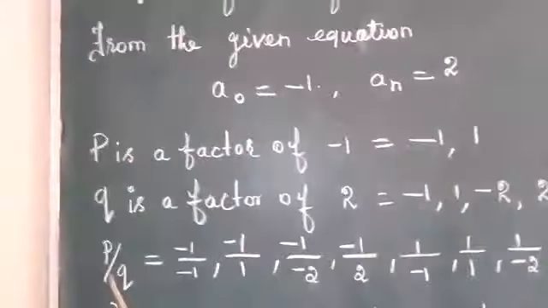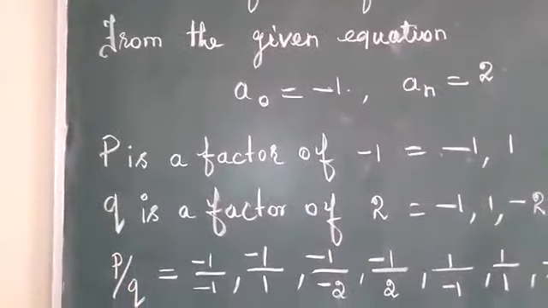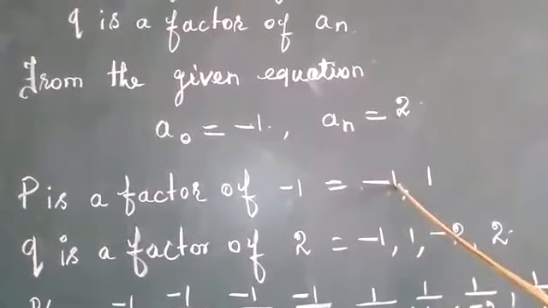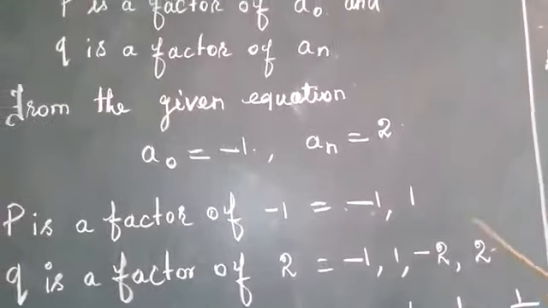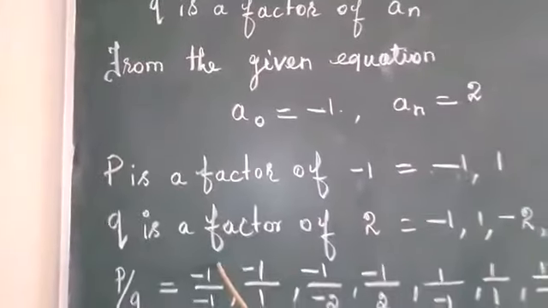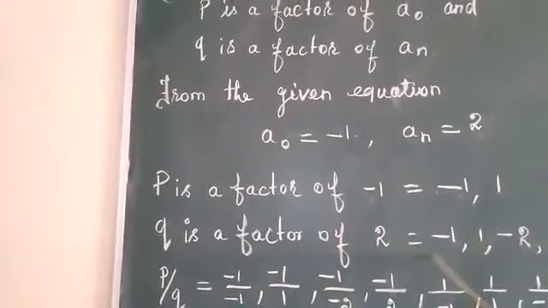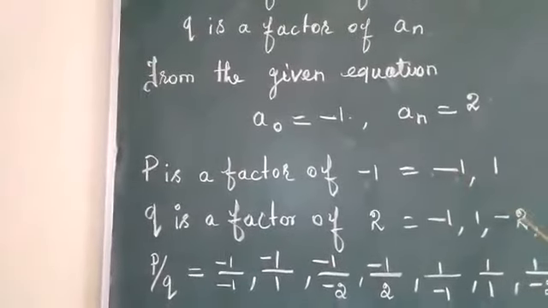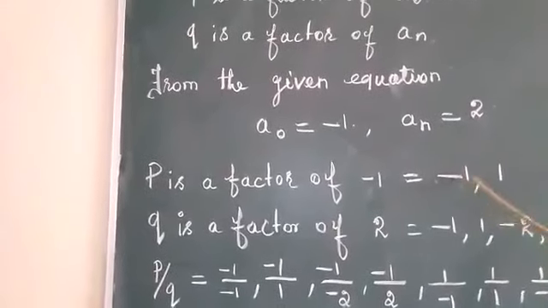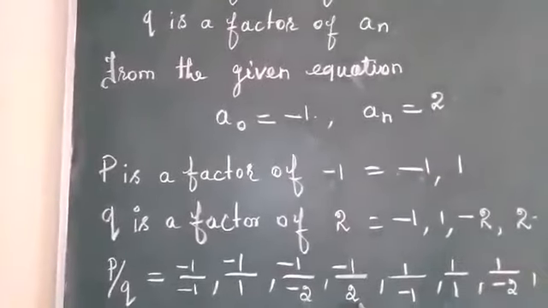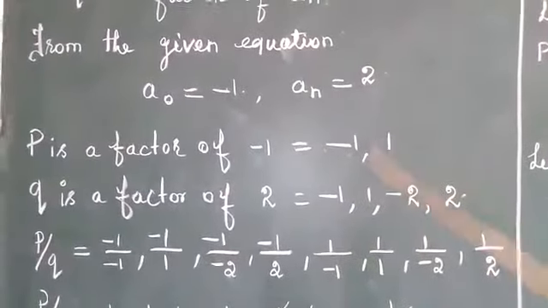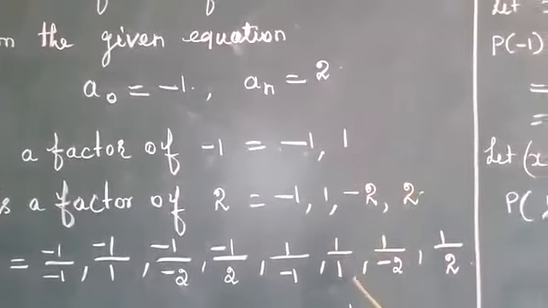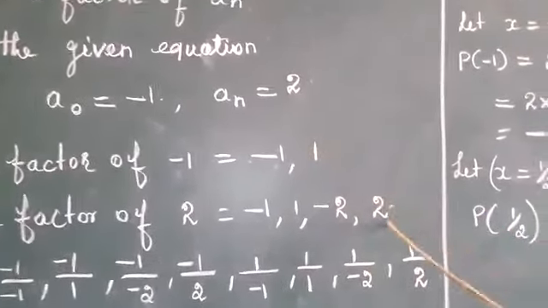Now we are trying to find out p by q. In order to find p by q, first we take the p value and divide by all the q values. Minus 1 divided by minus 1, minus 1 divided by 1, minus 1 divided by minus 2, and minus 1 divided by 2. That is what we got here. Next we are going to divide 1 by all these numbers: 1 by minus 1, 1 by 1, 1 by minus 2 and 1 by 2.